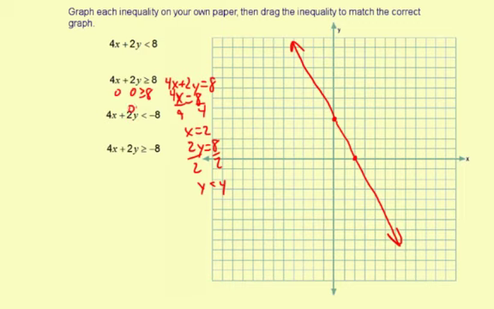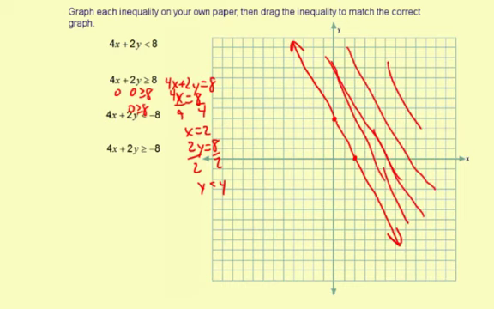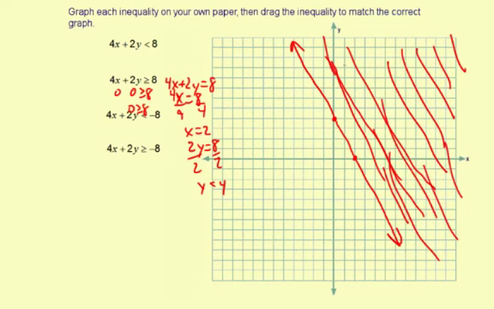So is 0 greater than or equal to 8? The answer is no, 0 is not greater than or equal to 8, which means none of the points on this half plane are solutions. It means all the points on this half plane are. So I'll go ahead and shade all that in. Okay, so that's the graph for 4x plus 2y is greater than or equal to 8.